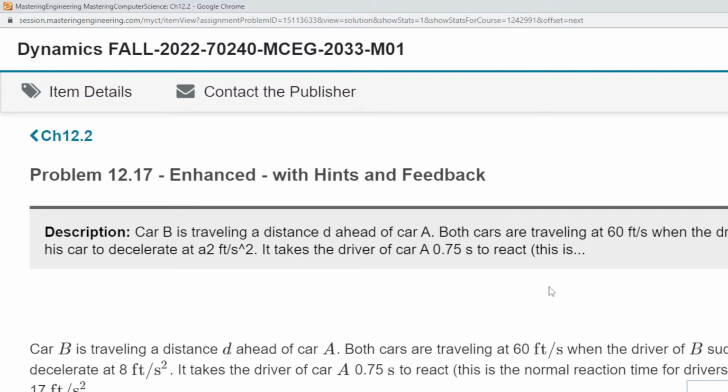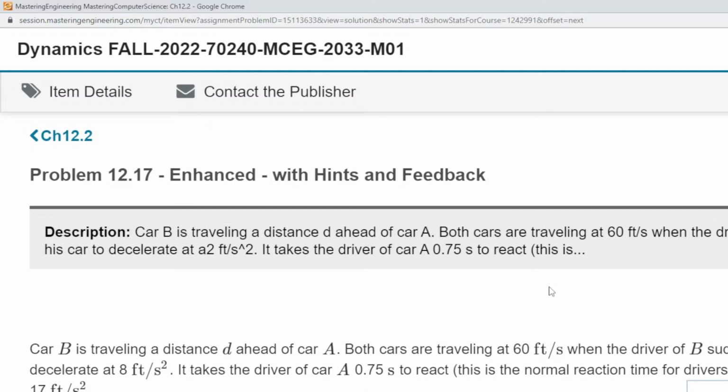That's great, but what's the question? Okay, so let's make sure I got that. B is traveling, both cars are traveling at 60. He decelerates at that. Now, unfortunately, I did all that.